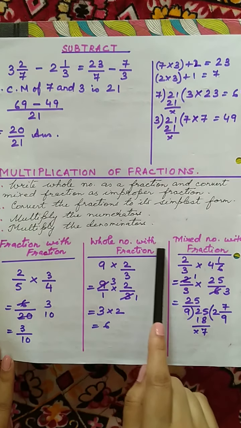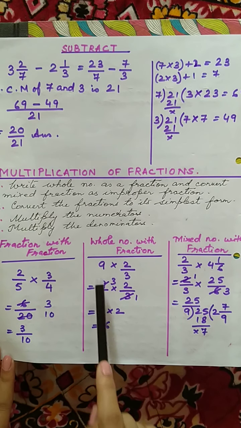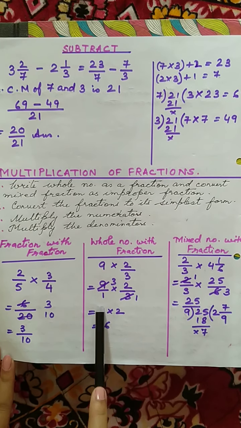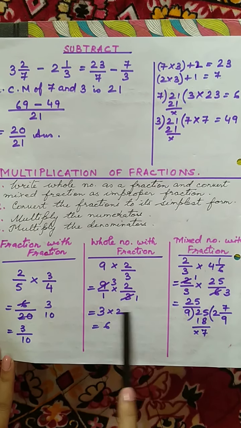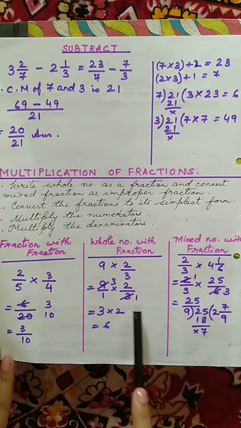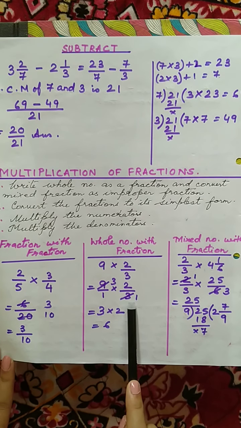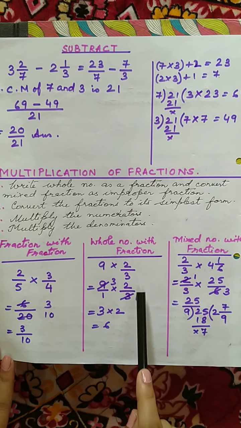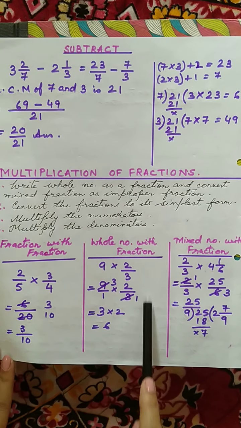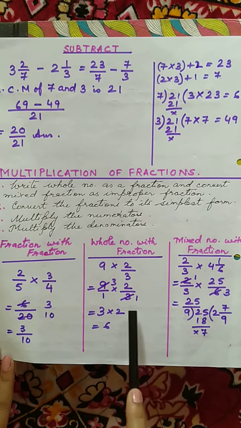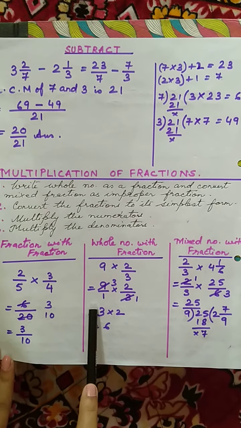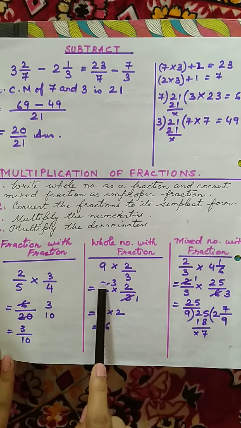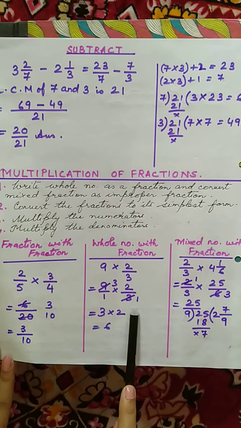Next we have whole number with fraction. To write the whole number as a fraction, we put 1 as the denominator. So now 9 by 1 into 2 by 3. We bring these fractions into simplest form by cancellation. So how do we do that? We can do it 2 ways. One is cancelling straight, numerator and denominator, or by cross multiplication. Here we cannot cancel straight by the same number, so we do it by cross multiplication.